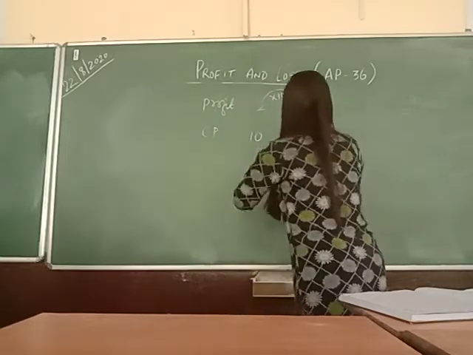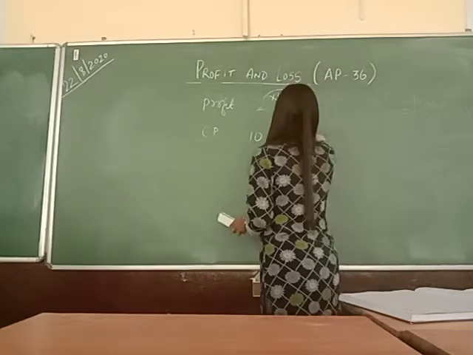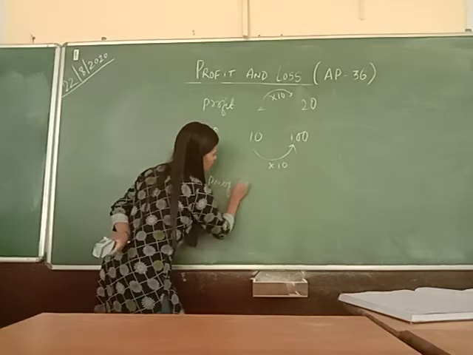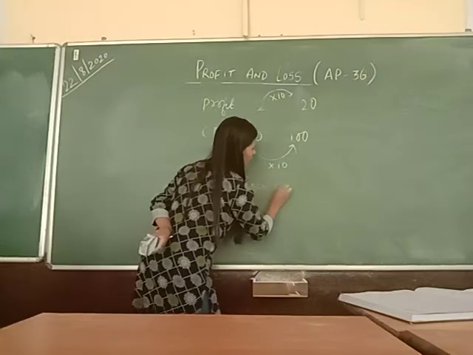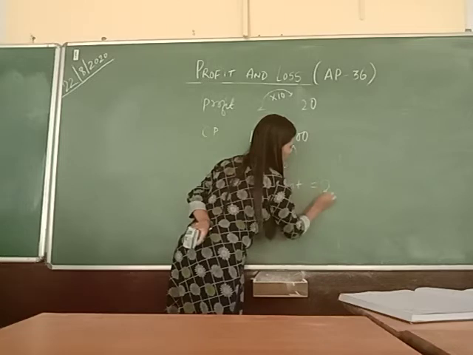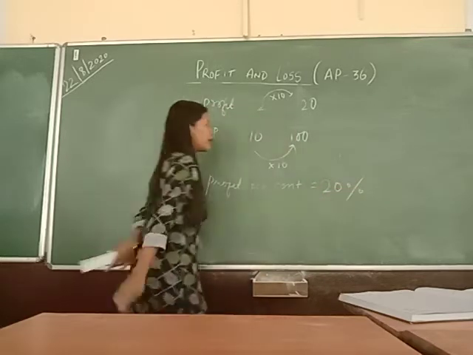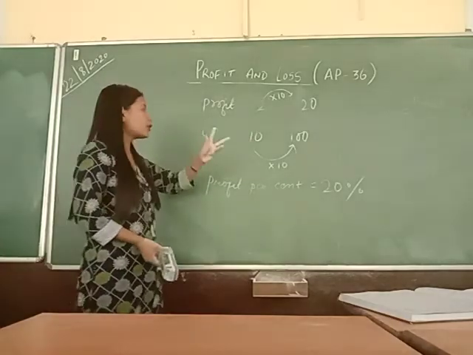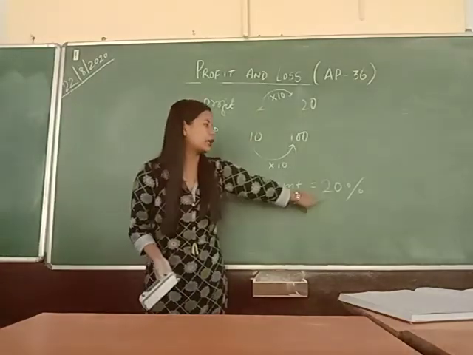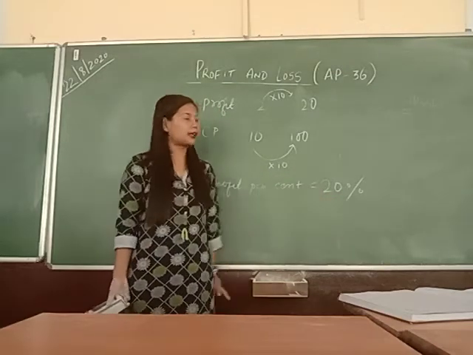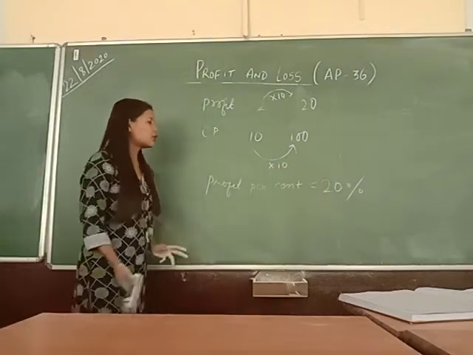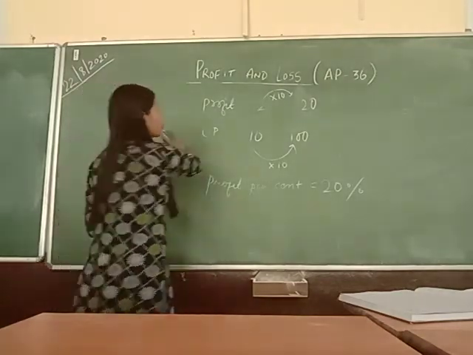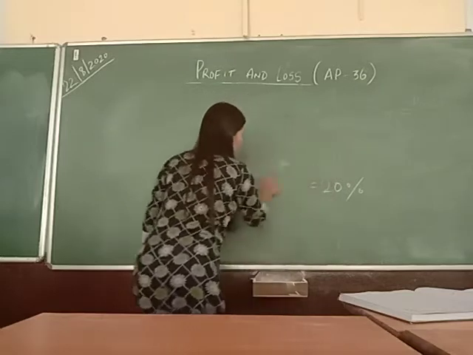So we get 20. So the profit percent is 20%. Whenever we are buying any item for rupees 10 and selling at rupees 12, then the profit made is 20%. Is that clear? This is the concept of profit percent. Let me take one more example and then I will let you know what is the formula.